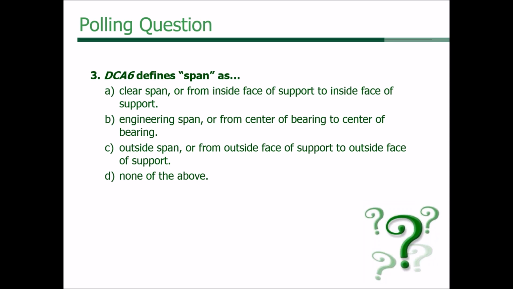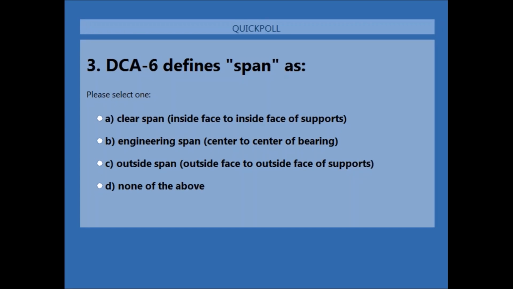Which brings us to our next polling question. Absolutely. So DCA6 defines span as clear span, inside face to inside face of supports, engineering span, center to center of bearing, outside span, outside face to outside face of supports, or none of the above.